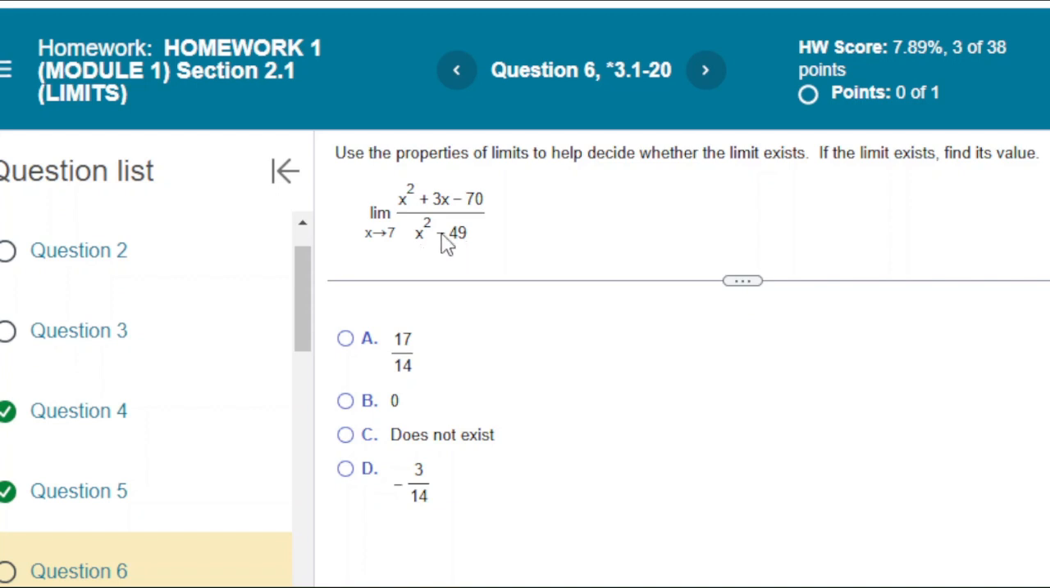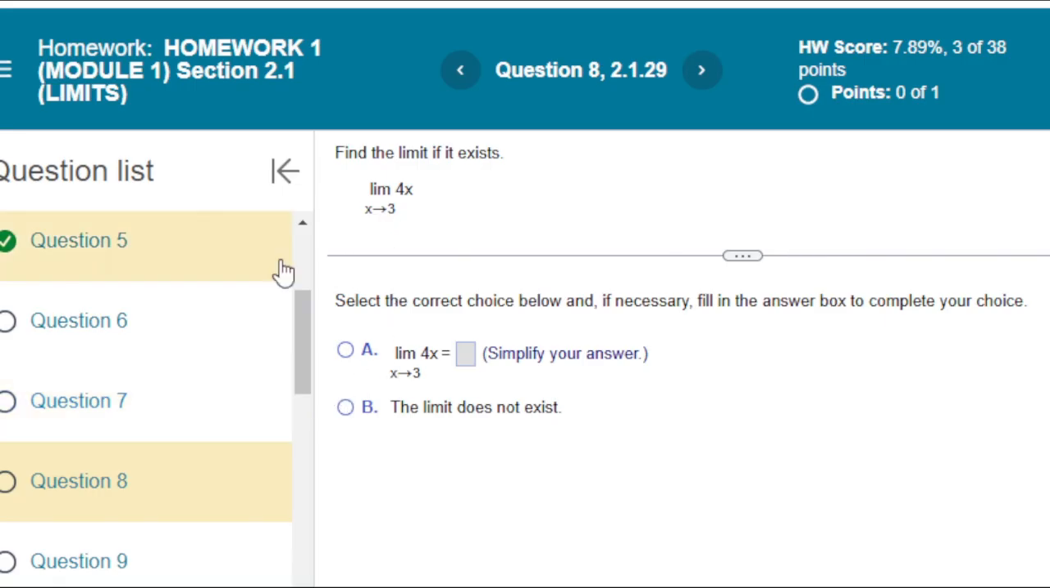Well, again, you're going to factor both the numerator and the denominator this time because it turns out that when you plug in 7, you can check you're going to get 0 over 0. The denominator is going to factor to be x plus 7 times x minus 7. I think the numerator will factor to be x plus 10 times x minus 7. And you're going to cancel the x minus 7 factors and then plug in the 7 and you'll get the answer. So I'll let you do that one.